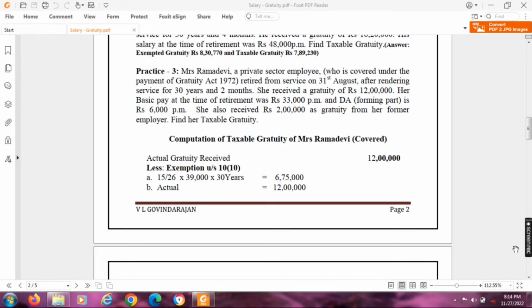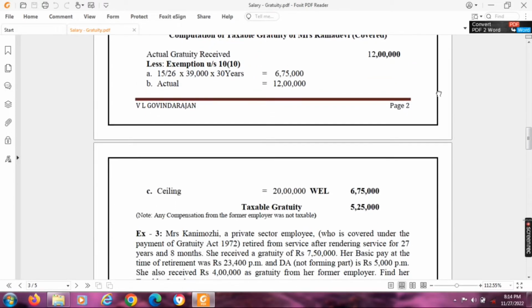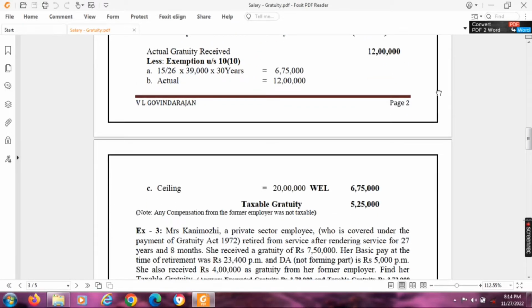gratuity exemption purposes. She also received 2 lakh as gratuity from her former employer. Any amount received from the former employer was not taxable. Find her taxable gratuity. Let's see the answer. Computation of taxable gratuity of Mrs. Ramadevi, who is covered under the Payment of Gratuity Act.